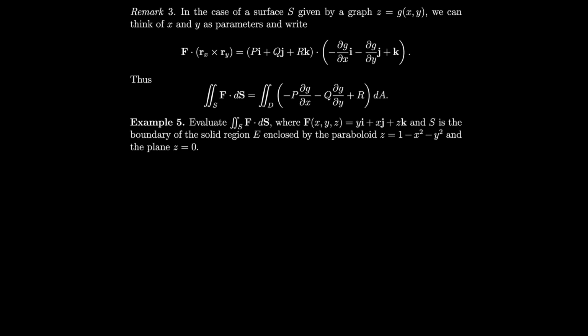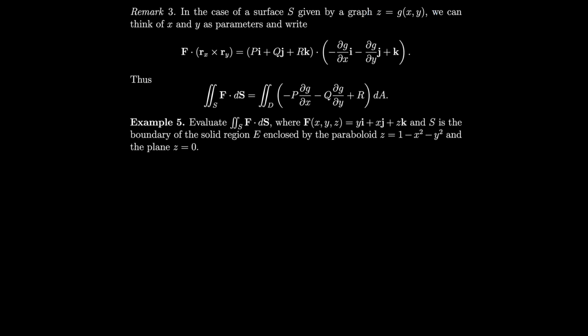In the case of a surface S given by a graph z equals g of x, y, we can think of x and y as parameters and write F dot r_x cross r_y is equal to P i plus Q j plus R k, dotted with minus partial g partial x i minus partial g partial y j plus k. So that means that our surface integral F dot dS becomes the double integral of this thing over here. So this is just an extra formula. We keep getting these whenever we have a nice graph. Our formulas always get a little bit better. We don't have to take cross products.